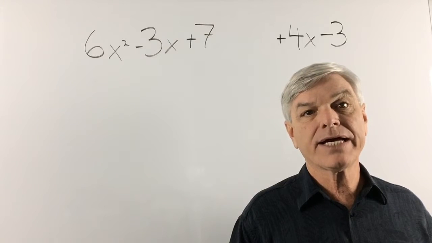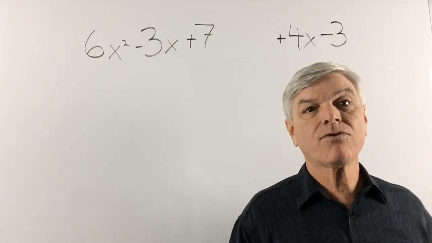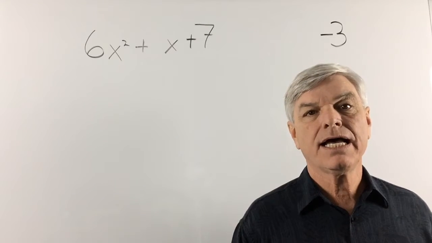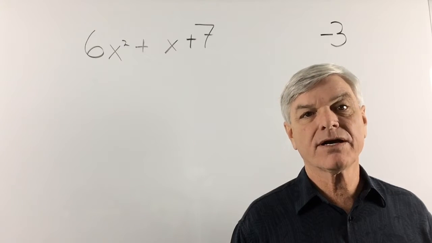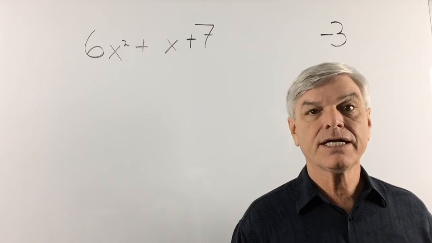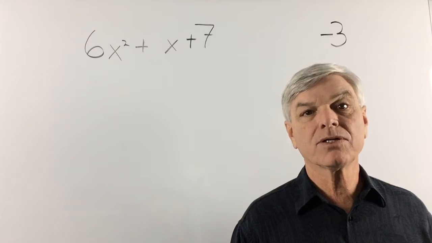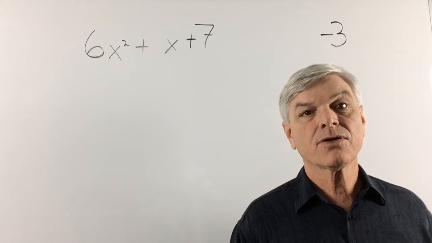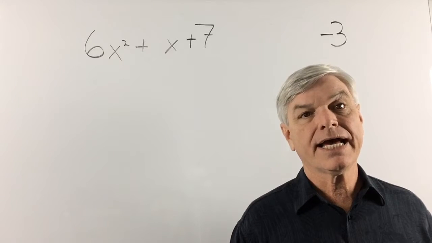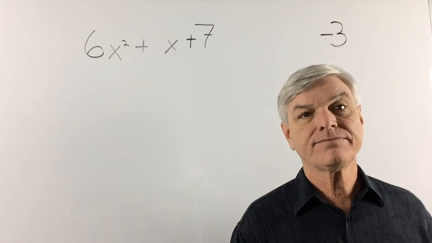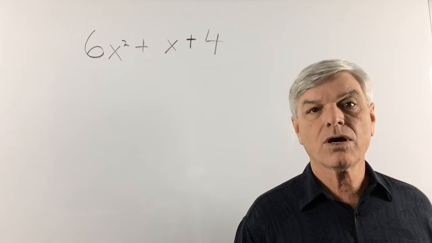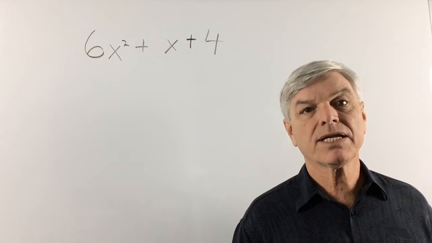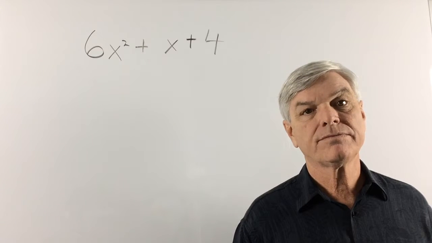So let's move to the next term. That would be negative 3x, and we can add 4x to that, and that will give us 1x, and there's no need to put a 1 in front of the variable. It's always understood that the number in front of a variable is 1 if there isn't a coefficient there. So let's look at 7 and negative 3. Let's add those together, which is 4, and that will be our answer. That will give us 6x squared plus x plus 4.